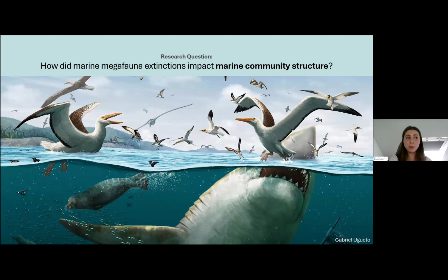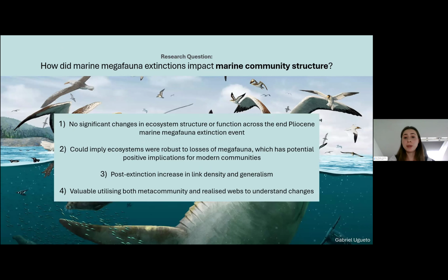So just to quickly finish off this portion of the talk, I suppose there's 4 major takeaways from my research so far. So firstly, we can say that from these paleofood web reconstructions, there weren't any significant changes in ecosystem structural function across the end Pliocene megafaunal extinction event. And this could imply the ecosystems were robust to these losses of megafauna, even those in the really high trophic levels like the megalodon. And this potentially has positive implications for modern communities. However, we are under the assumption then that these modern communities are as robust as they were in the Pliocene, which obviously we don't know.